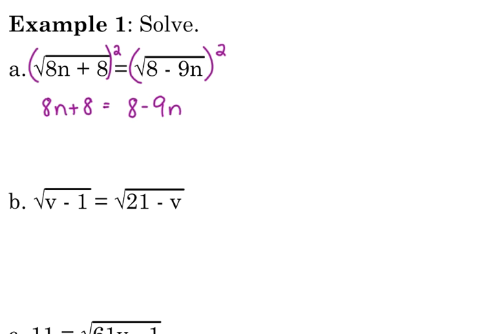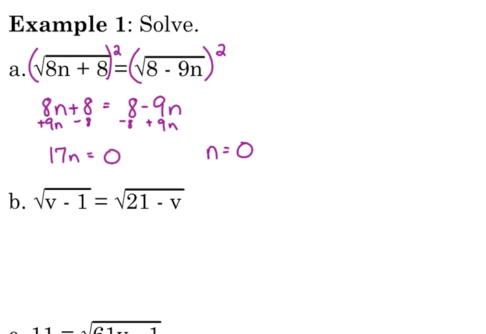So in this case, 8n plus 8 is equal to 8 minus 9n. And then it's just a linear equation. Okay, we need to solve this, so get the variable on one side. Personally, I like to move it so that I don't have negatives, so I'm going to add the 9n. So I've got 17n, so that means I'm going to subtract the 8 from both sides. So 8 minus 8 is 0, so that must mean that n equals 0.